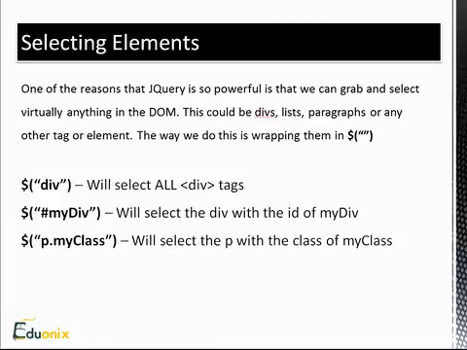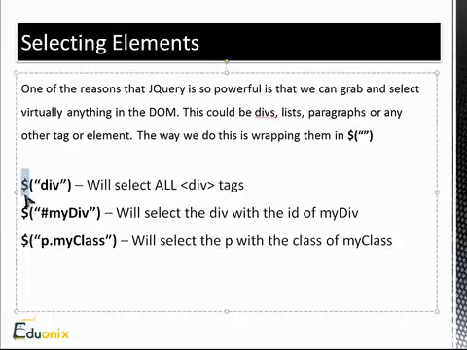Selecting elements. One of the reasons jQuery is so powerful is that we can grab virtually anything in the DOM or on the website, the browser, whatever you want to call it, and we do this with selectors. A selector is jQuery or a $, and then some parentheses with whatever you want to grab in the middle. So this, for instance, will grab all div tags on the page.